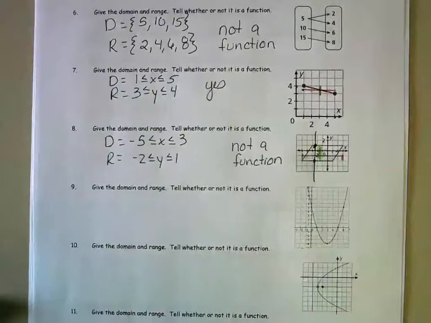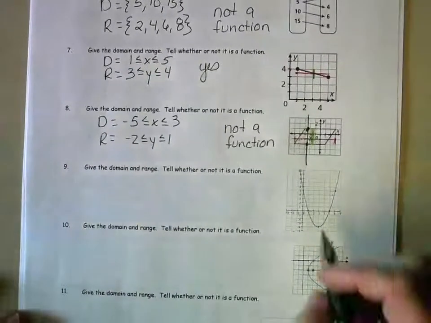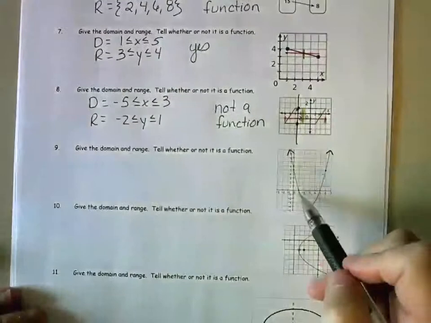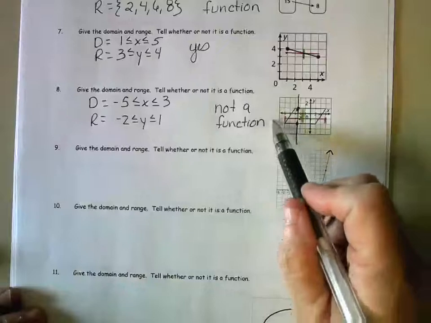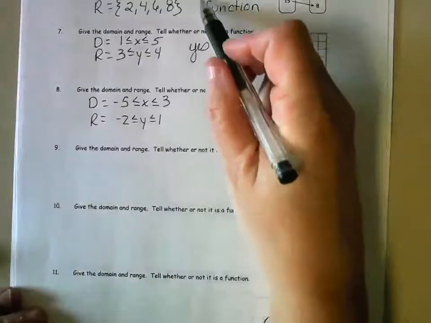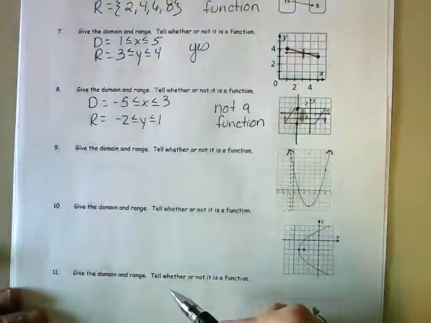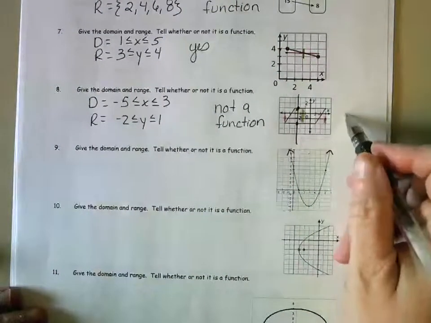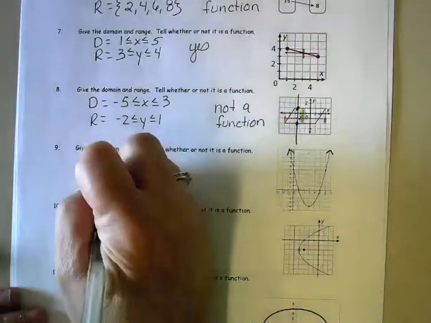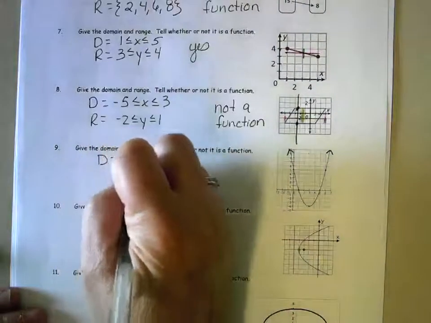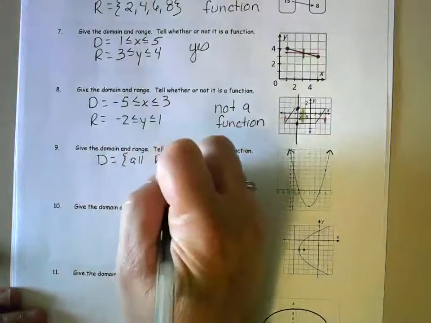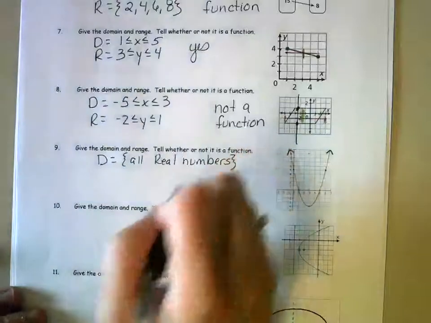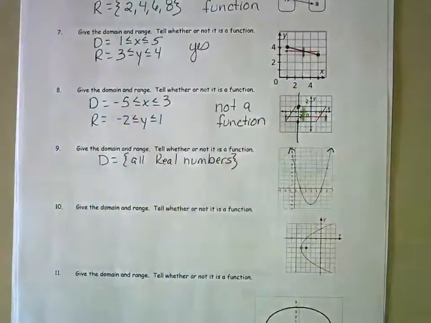Number 9, the domain and range. These are little arrows here. This is a parabola. So this domain, this is going to continue going in this direction. It's going to keep going and going and going, and it's never ever going to end. And in this direction we're going to do the same thing. So our domain is going to be all real numbers. If that graph was big enough, it would keep going forever and ever.